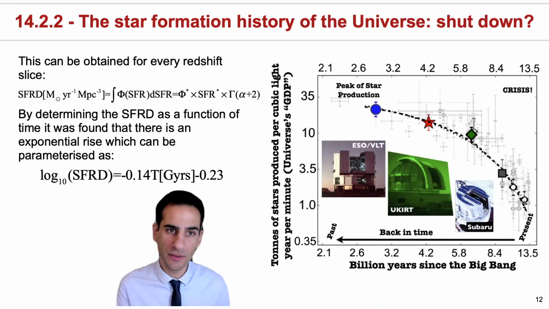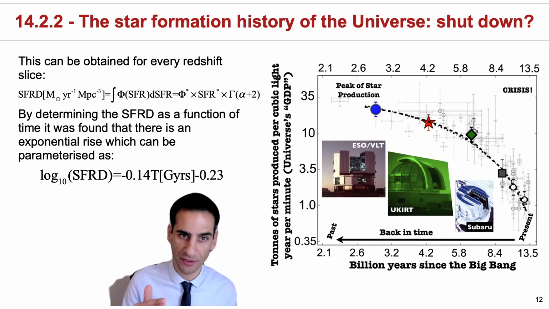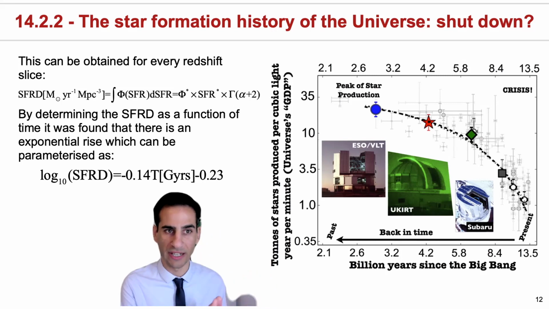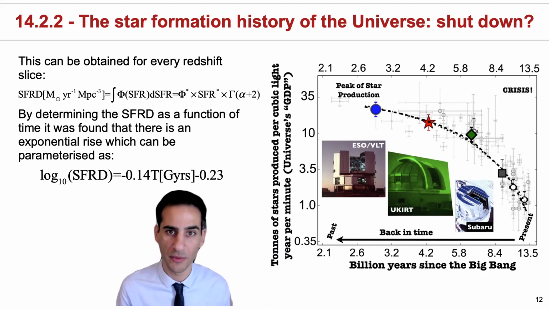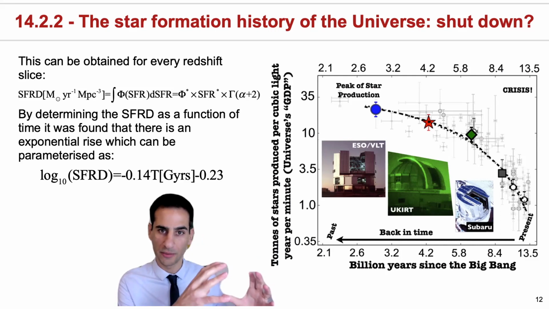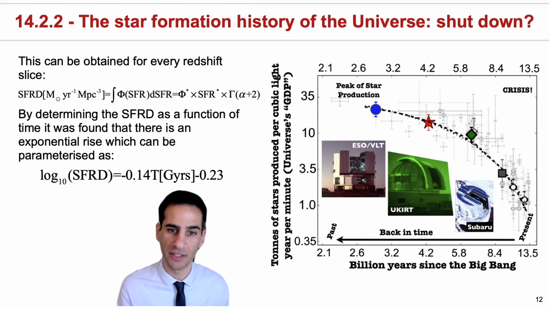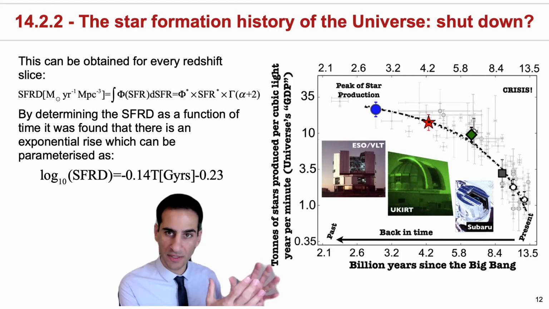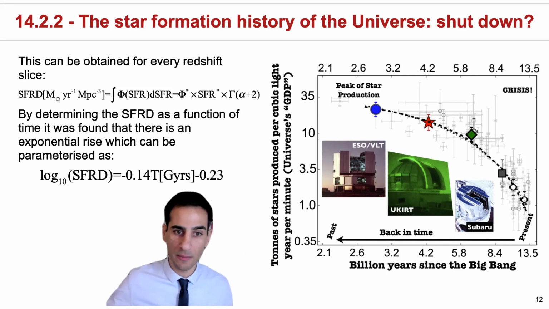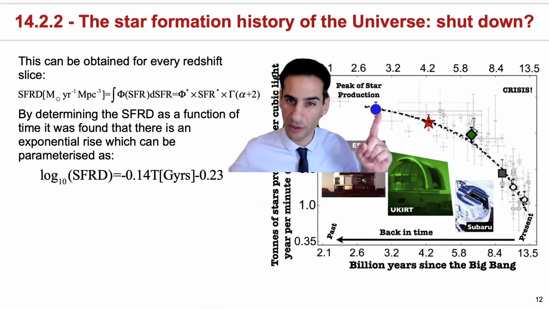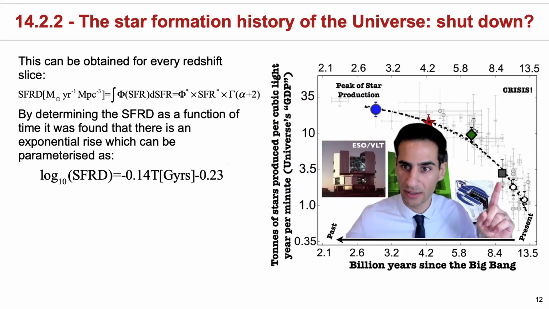Now, if we use our knowledge of the star formation rate function and we integrate that Schechter function for each time, we can produce something like this. We can determine the star formation rate density as a function of time. In this case, you can even look at the tons of stars produced per cubic light year per minute. So you can think that the co-moving volume had a side of essentially 1 light year. And what these results allow you to do is model this decline. This is a factor of 30 from 11 billion years ago until today.